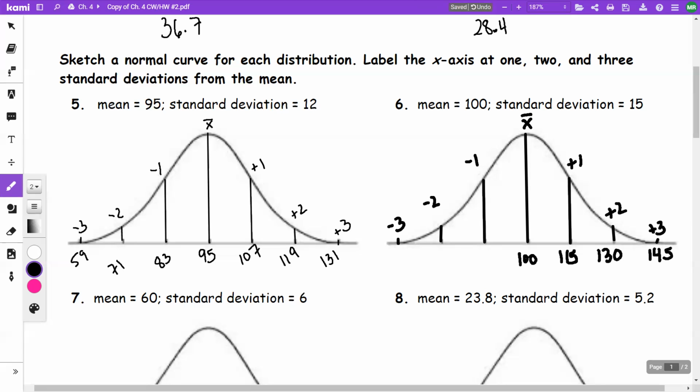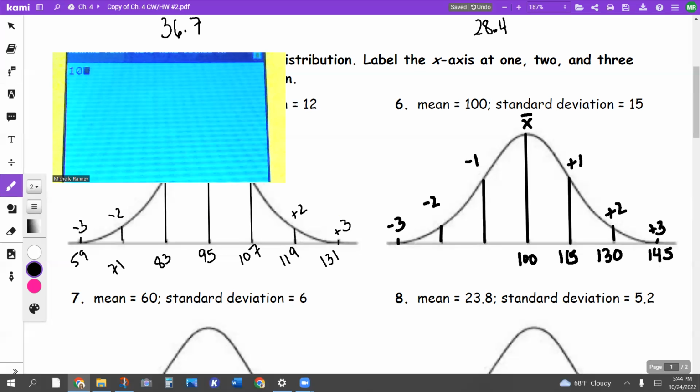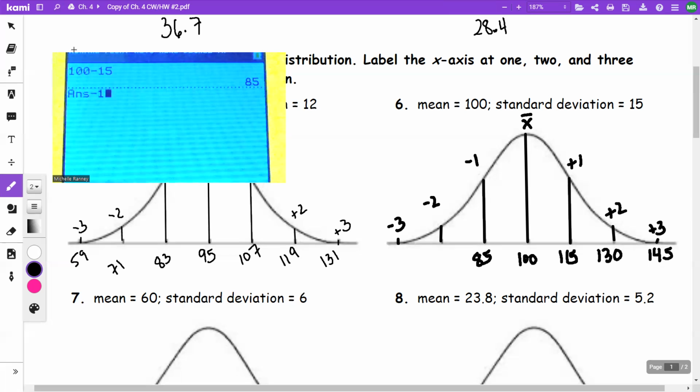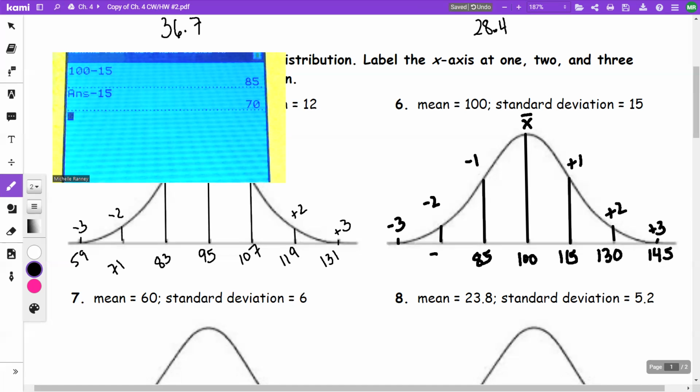Going backwards, when I'm taking 100 minus 15, I get 85. Minus 15, I get 70. And minus 15, I get 55.